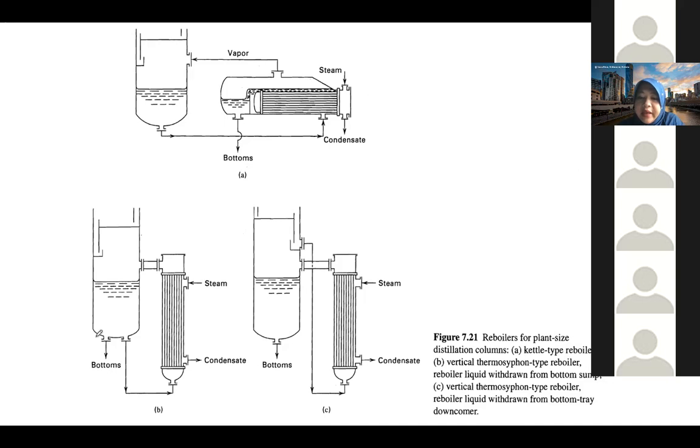The second one is a thermosiphon type reboiler, where the reboiler liquid is also tapped. Some of it is tapped with the bottom, here with the bottom sump. So we still use the composition of this one, and this one is a reboiler liquid also, withdrawn from the bottom downcomer. It's quite similar to this one. So this is the liquid that came from the previous stages, but then we also have the bottom there.